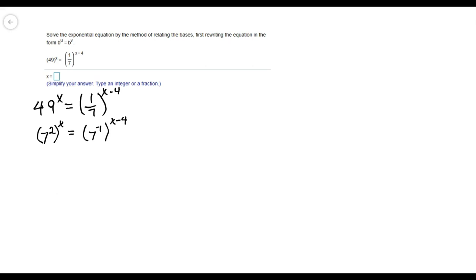There's a property of exponents that says if you have b to the power of m to the power of n, so a power to a power, then you multiply those powers together, b to the m times n. So I've got 7 to the second to the x. I'm able to multiply those together to get 7 to the 2x. The same thing happens on the other side of the equation. 7 to the negative 1 to the x minus 4. And I'll multiply those powers together to get 7 to the negative 1 times x minus 4.